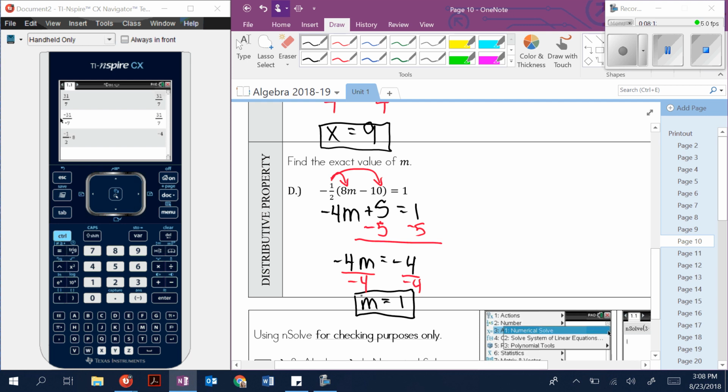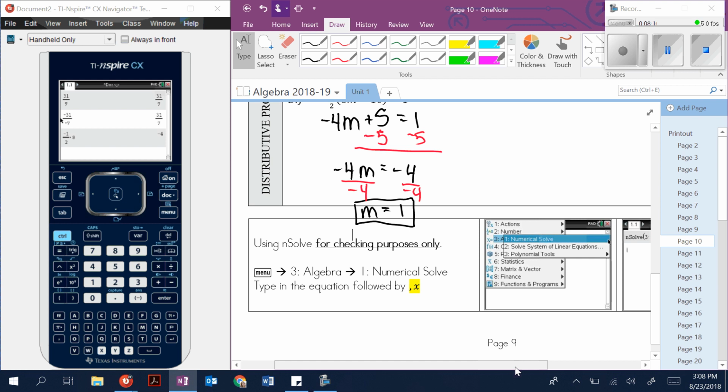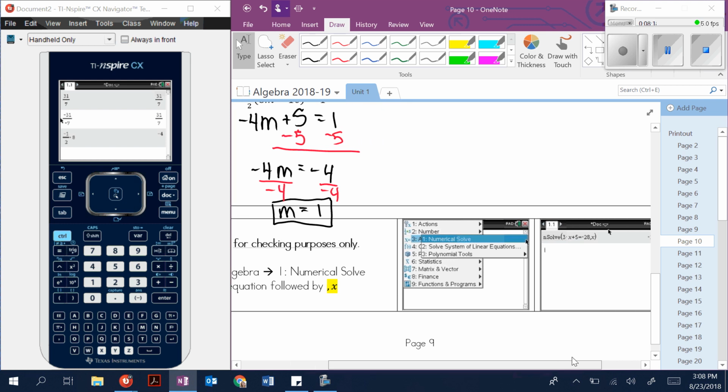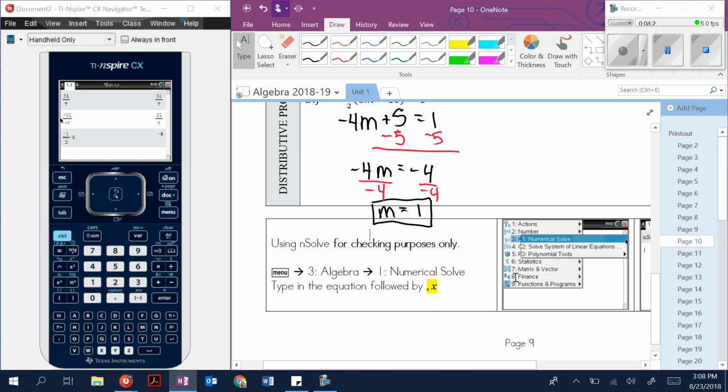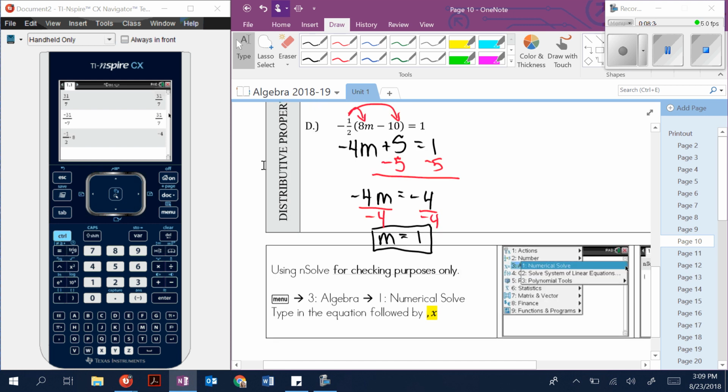Yay. Okay, so before I wrap up this video, I want to talk to you about this amazing tool that we have on our calculators that is only for checking purposes, because if you try to just do this on the test and you don't show any work, you get 0 credit. So this is completely useless unless you just want to show somebody that you know how to use a calculator, which is not what we're doing here. We want to show people we know the math.